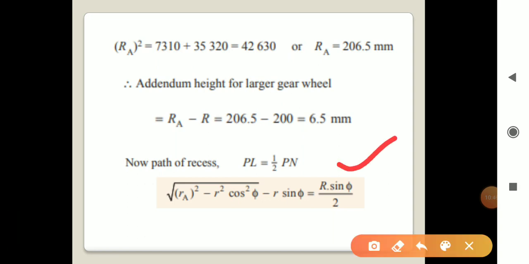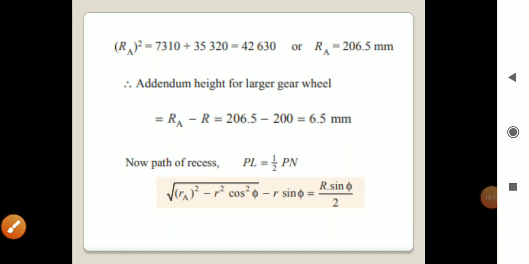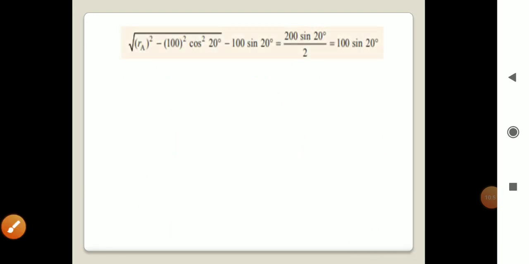We know the value of small r, we know phi, and we know capital R. So put all these values; we are going to find out small RA square, and afterwards small RA. So under root RA square minus 100 square into cos square of 20, minus 100 into sin of 20, is equal to 200 sin 20 divided by 2, that is 100 sin of 20.